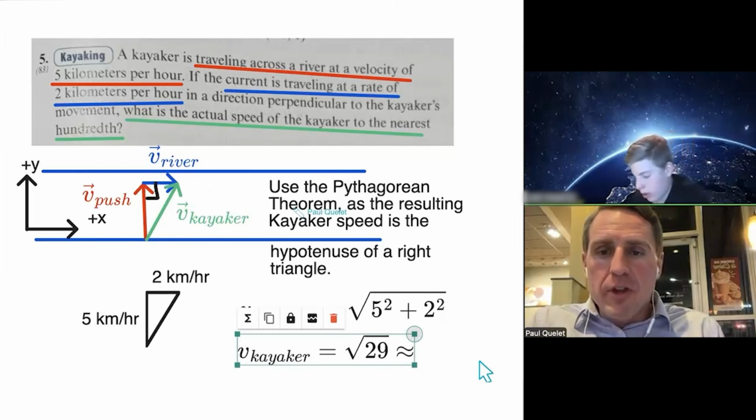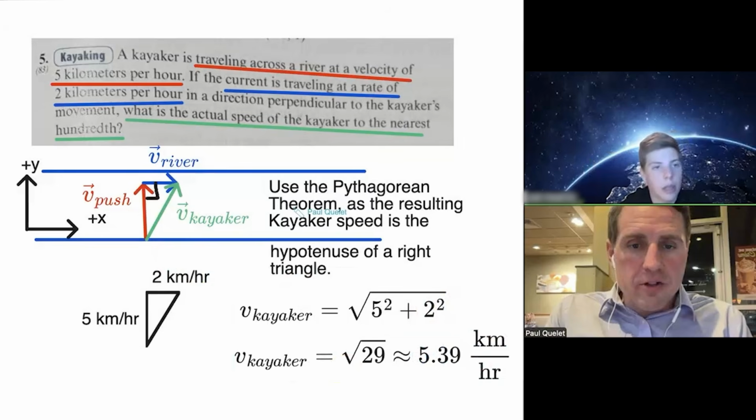Good job. And what would the units be? Nicely done, kilometers per hour. And I think that'd be our final answer. Any questions about how we got that?